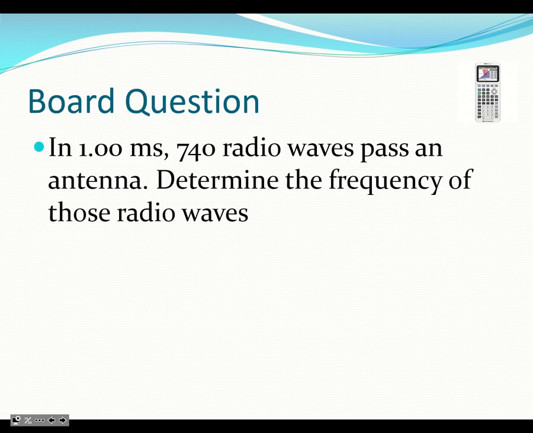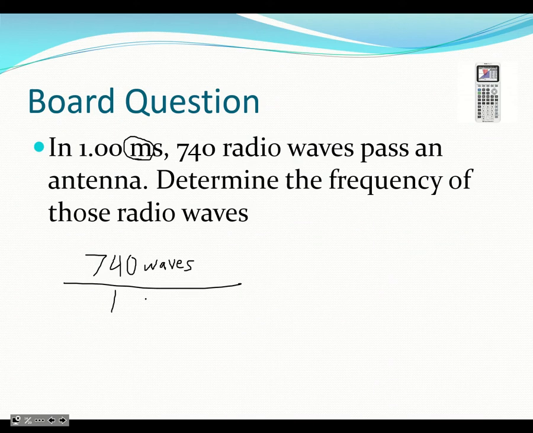Okay, so try this one and see if you can get it. Pause the video and I will go through it. So in 1 millisecond, 740 radio waves pass an antenna. Determine the frequency. So we have 740 waves in 1 millisecond.